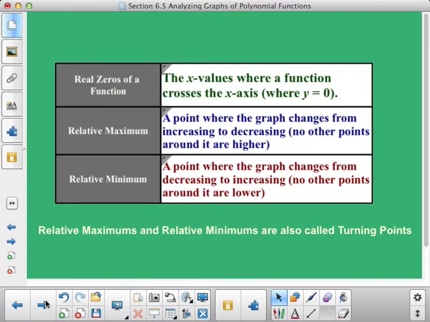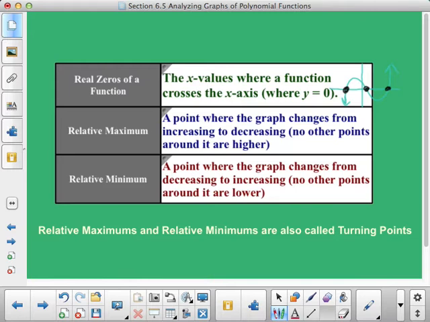So real zeros of a function, we've already talked about this, but this is the x value where a function crosses the x-axis. So if I have this function, my zeros are wherever it hits the x-axis.